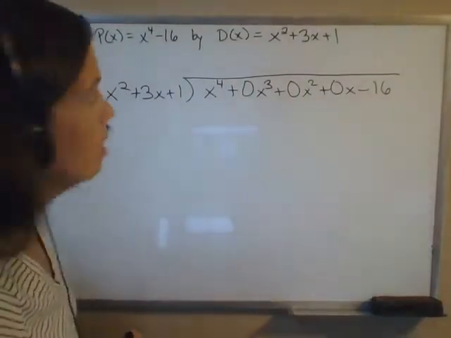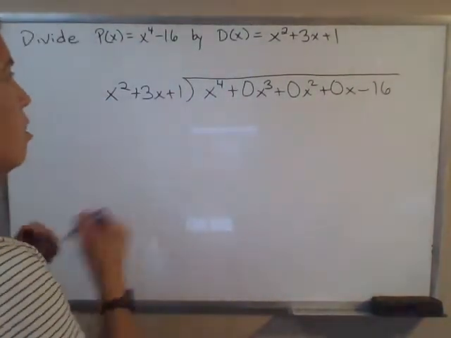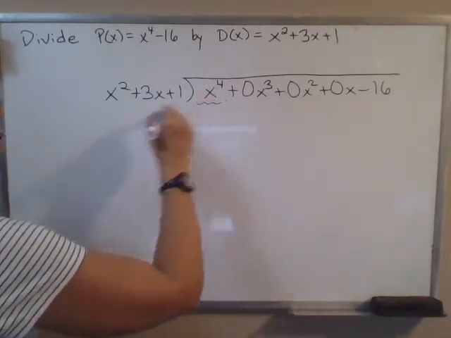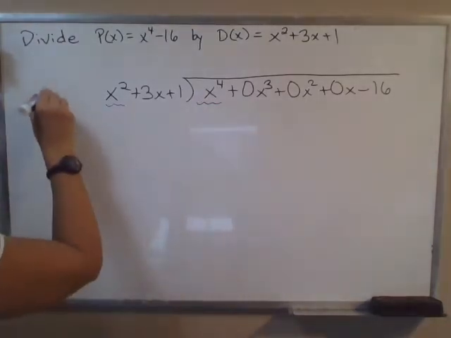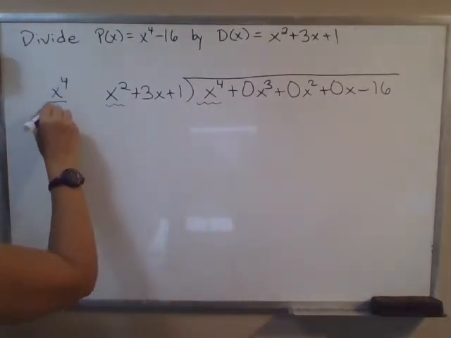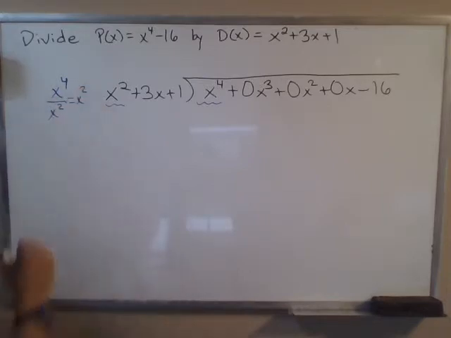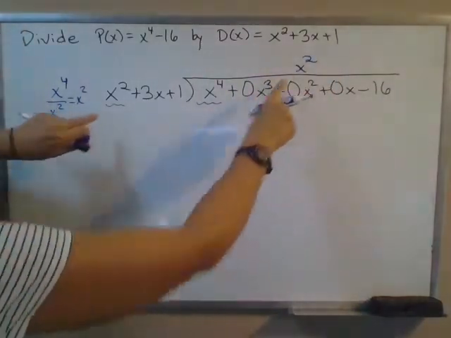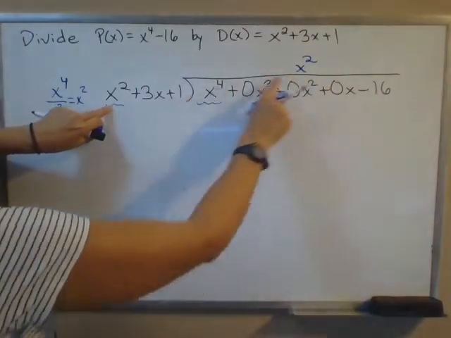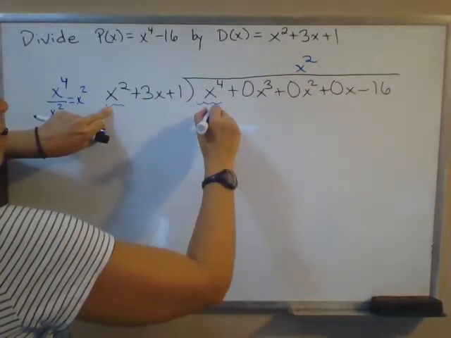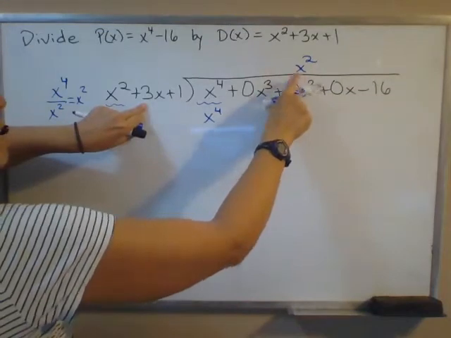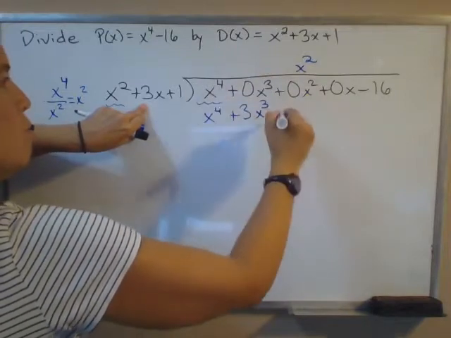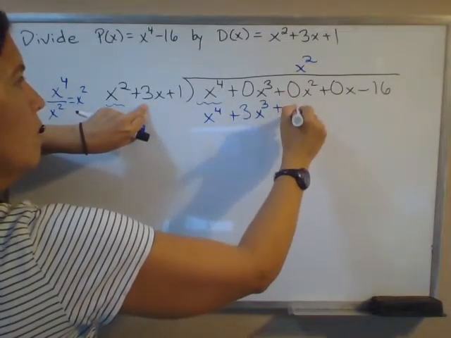Okay, now the process of the long division. In each individual step through this long division, we focus on dividing leading terms. So right now, starting out, we would divide x to the fourth by x squared. And so that gives us x squared. So x squared will go here. And now we distribute x squared times all of this. So x squared times x squared gives me x to the fourth. x squared times 3x gives me positive 3x cubed. And then x squared times 1 gives me x squared.